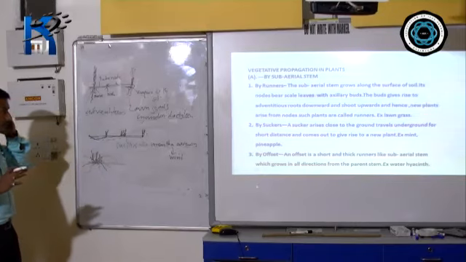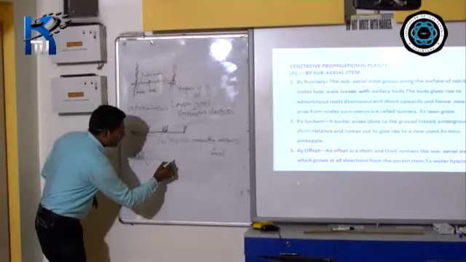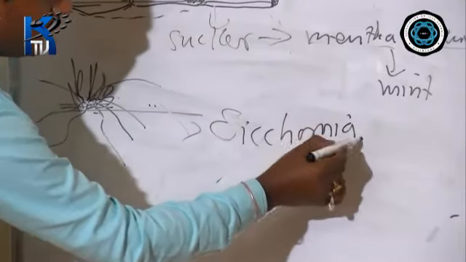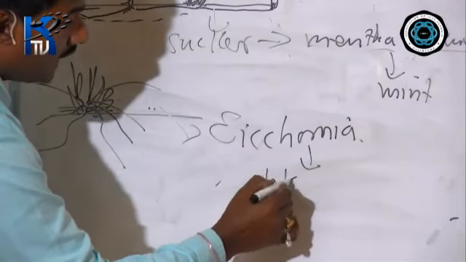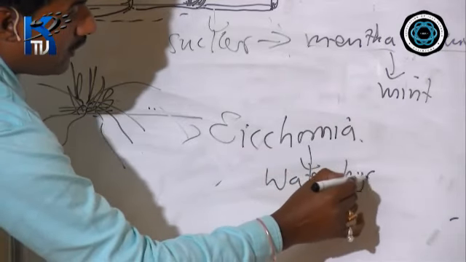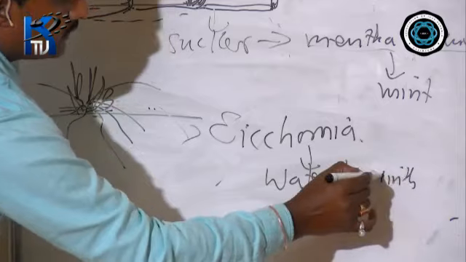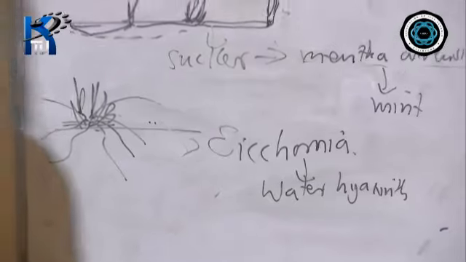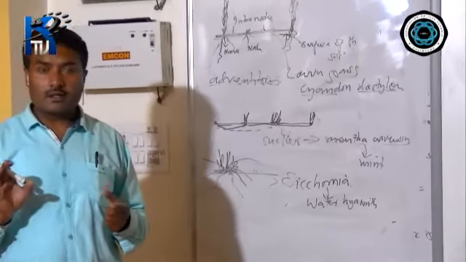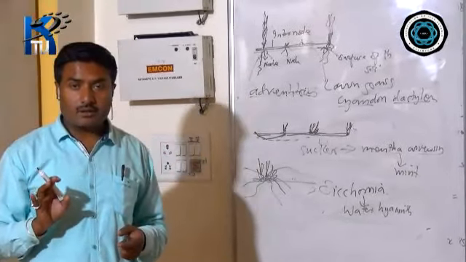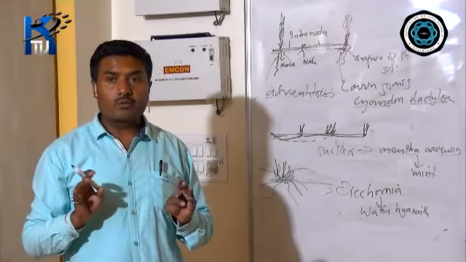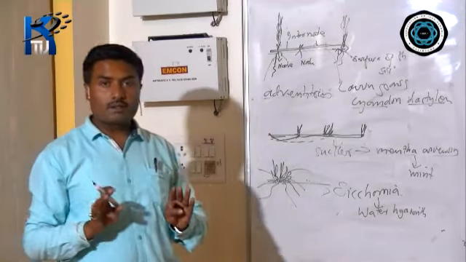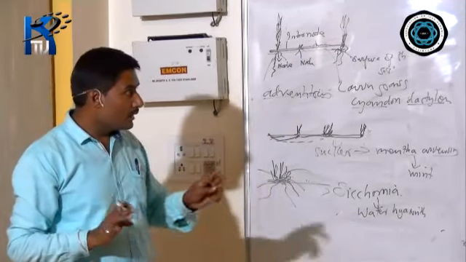Where do you often observe this? You observe it in a plant called Eichhornia, that is water hyacinth. This is an aquatic plant and it is also called the terror of Bengal. Why is it called the terror of Bengal? Because it spreads very quickly. For this reason water hyacinth is also called the terror of Bengal.